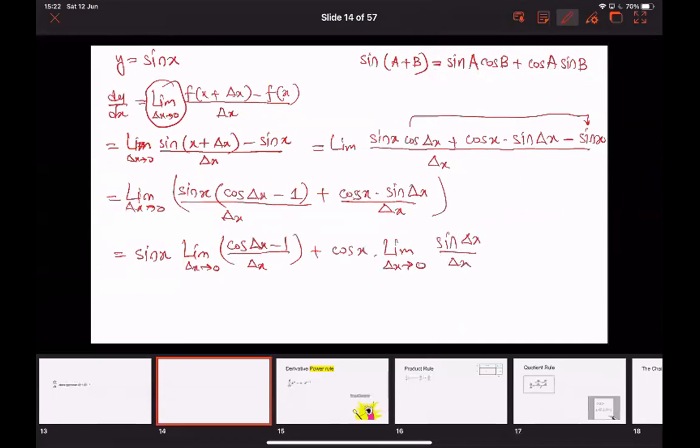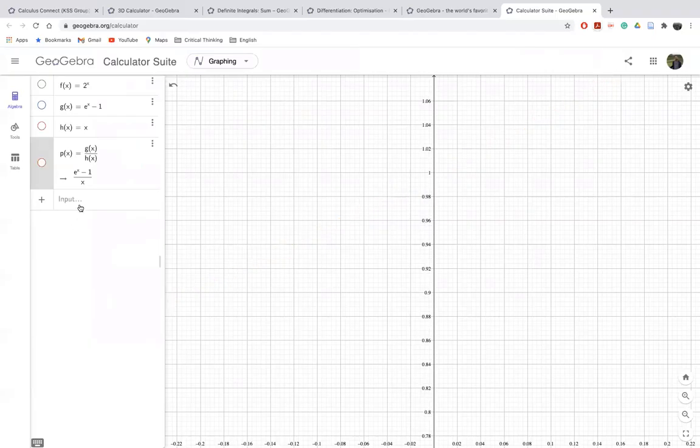Now we have to evaluate this one and this one. If you remember, in our previous session we discussed both cases, but let me do it again very quickly. Let's think about sine x over x, even though we have delta x, which goes to 0. Let's sketch these two curves and see what happens when we have sine x over delta x, and what happens when we have cos x minus 1 over delta x. Let me remove them. I'm going to write here sine x.